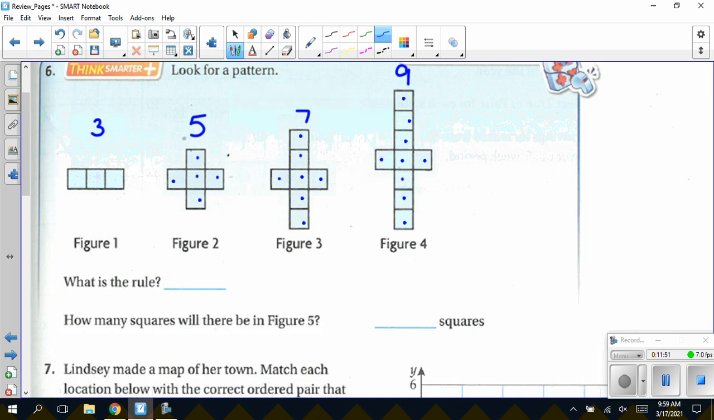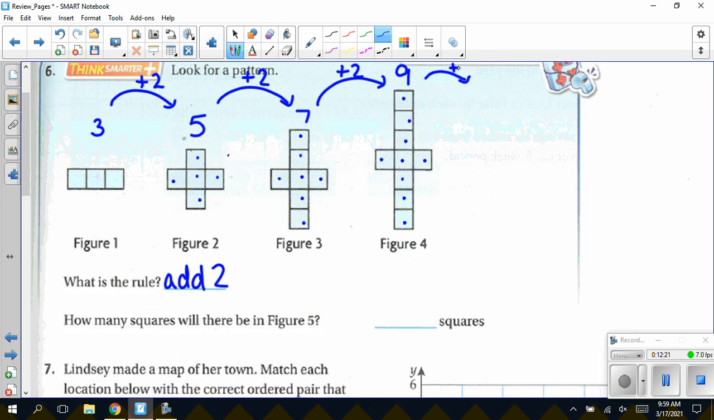So now I notice that my number of squares is increasing by 2 each time I go from one figure to the next. So my rule is to add 2. And if I want to figure out for figure 5 how many squares there would be, remember I have 9 for figure 4 plus 2 that we said our rule was, and 9 plus 2 would give me 11 squares.